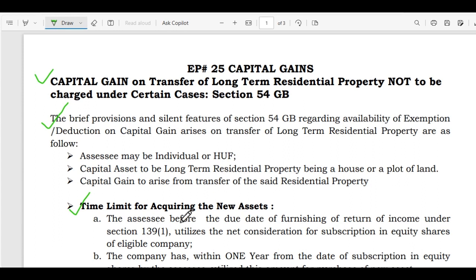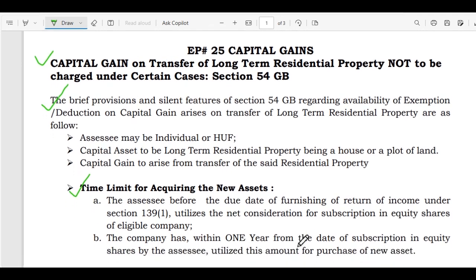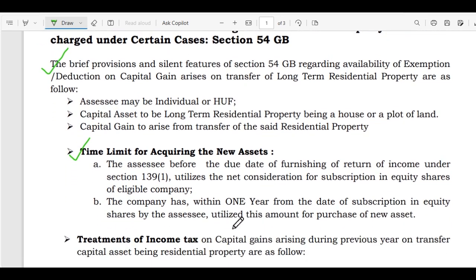A. SSE, before the due date of furnishing of return of income under section 139(1), utilizes the net consideration for subscription in equity shares of an eligible company. B. The company has, within 1 year from the date of subscription in equity shares by the SSE, utilized this amount for purchase of new assets.